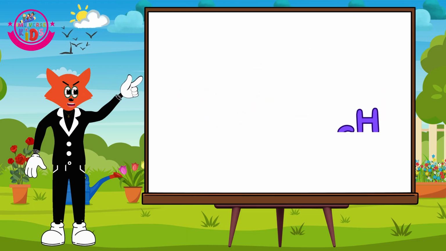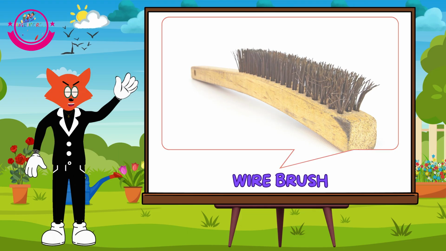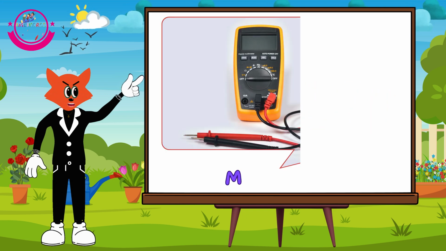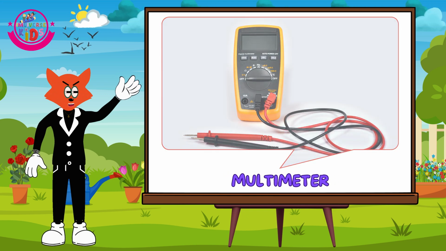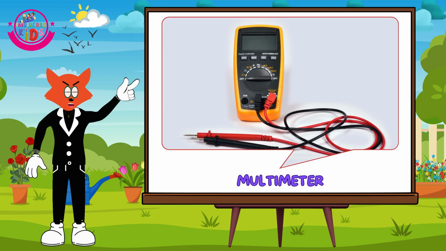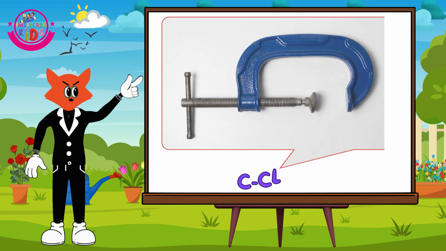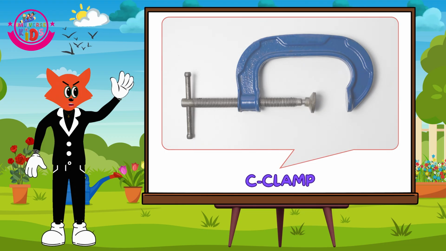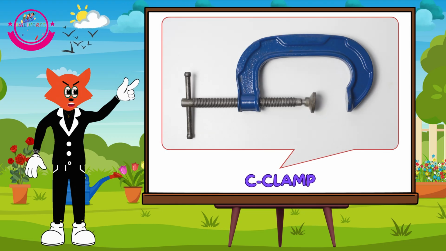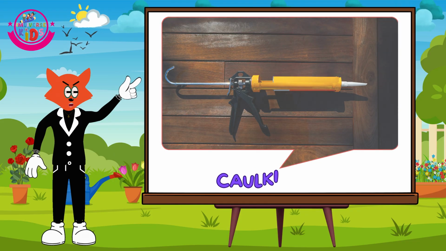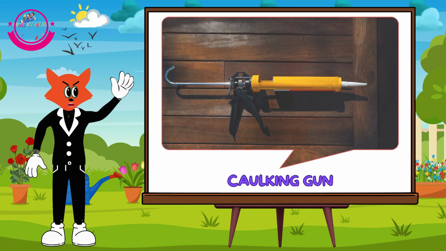Wire brush. This is a wire brush. Multimeter. This is a multimeter. C-clamp. This is a C-clamp. Caulking gun. This is a caulking gun.